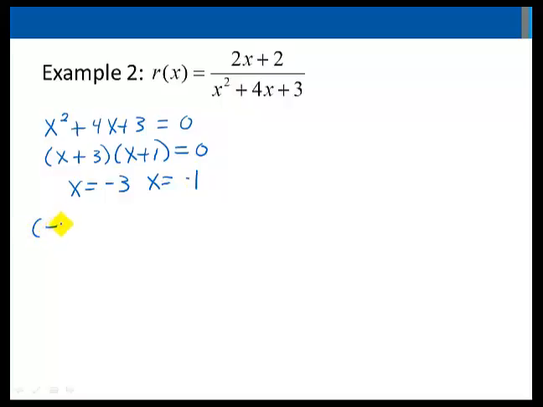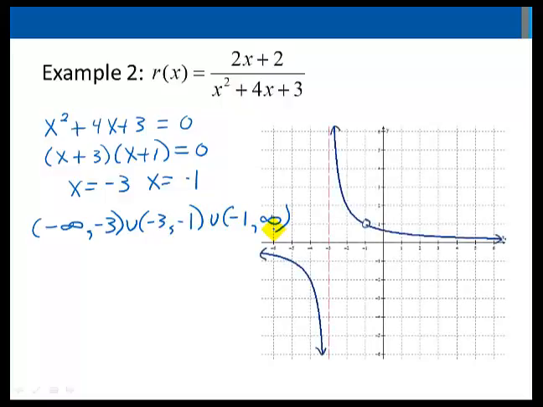So the domain is negative infinity to negative 3, union negative 3 to negative 1, union negative 1 to infinity. And the graph of the function has a vertical asymptote at x equals negative 3 and a hole in the graph at x equals negative 1.